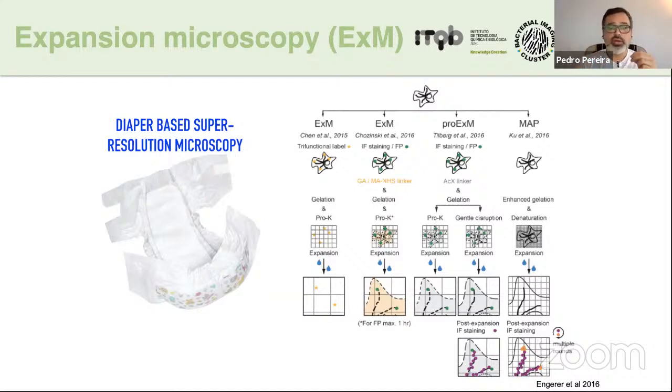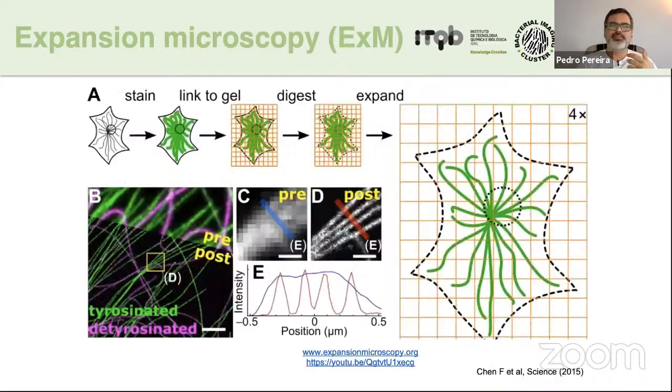So it's very simple, the concept. You embed your sample into a structure and then you expand that structure, okay? You might think, I find that difficult to grasp because I might be introducing artifacts, and you're absolutely right, you can. So how can you minimize that possibility?